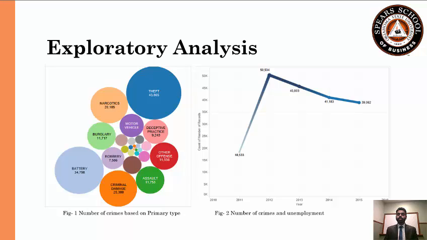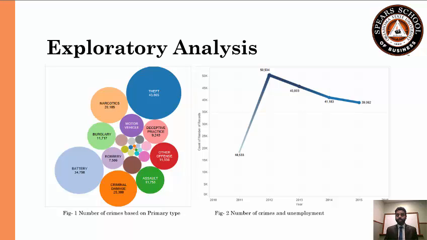For the exploratory analysis, we used the Tableau software, which provides great visualization tools. Now I'll be explaining the graphs that we found with the Tableau software. First of all, we plotted the primary types, that is the crime type, against the number of crime records. For this purpose, we plotted a bubble chart where the primary type is color coded and the size of the bubble corresponds to the frequency. From this graph, we found that the primary types theft, battery, criminal damage, and narcotics were the highest crimes in the city.